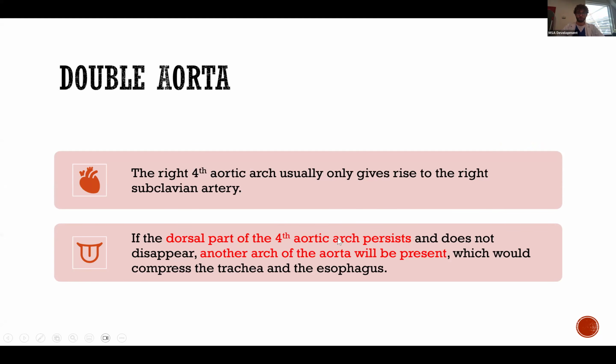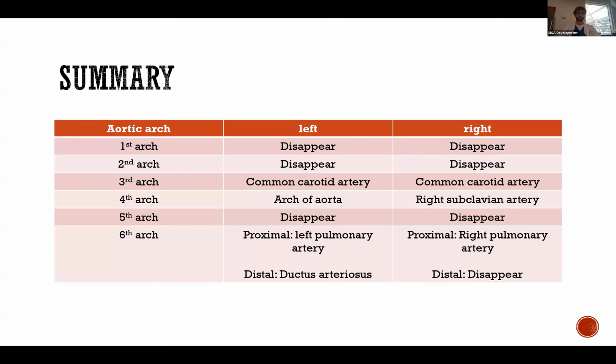The fourth right aortic arch usually gives us the subclavian artery. But what if the dorsal part of this fourth aortic arch on the right persists and stays? That's how another arch of the aorta will be present, which would cause compression of the trachea and the esophagus because they're found on the right side. But I just want you to know, we said the fourth aortic arch has a left and a right. Left gives us the arch of the aorta, right gives us the right subclavian artery. If the right also tries to give us an arch of the aorta, we will have this double aorta.